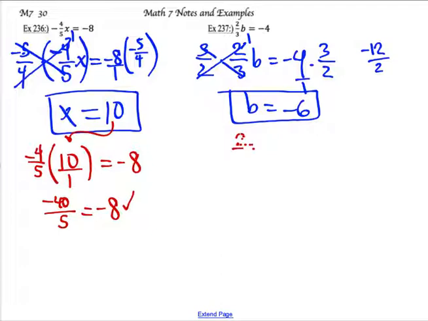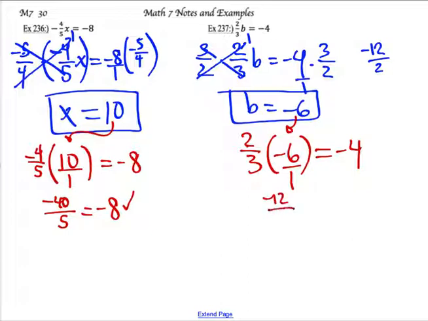Well, that was kind of weird. Let me try that again. 2/3 of b. I don't know what b is, well, I do actually know what b is, but I take the b out and I'm going to replace it with negative 6. So since I'm dealing with fractions, I'm going to treat this as a fraction. 2 times negative 6 is negative 12. Then that's going to be over 3 equals negative 4. That, of course, is true.